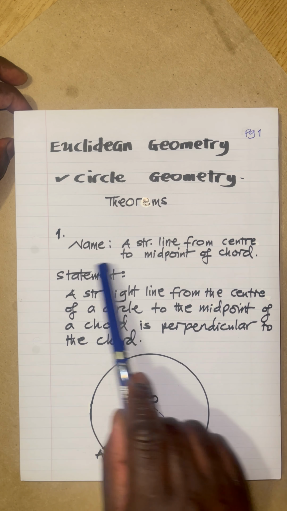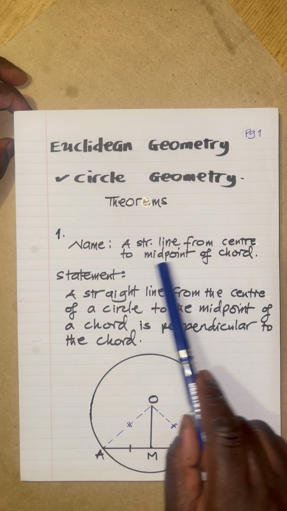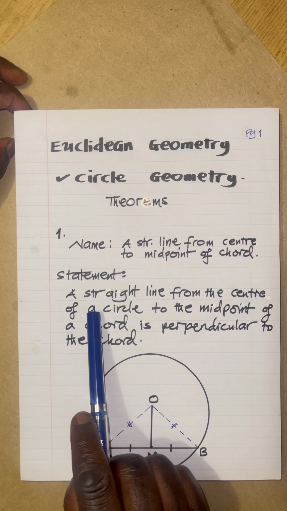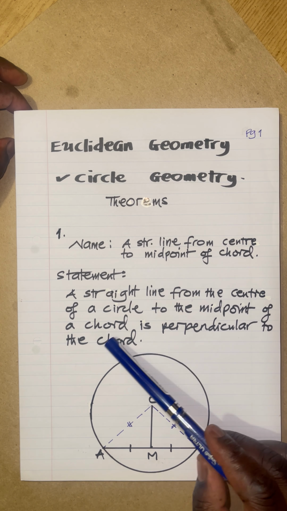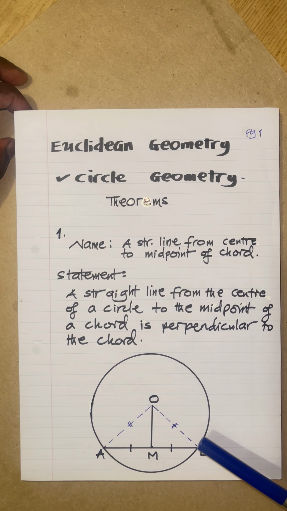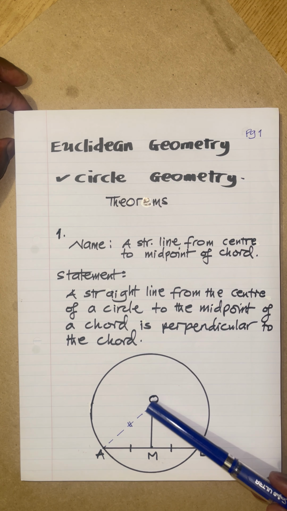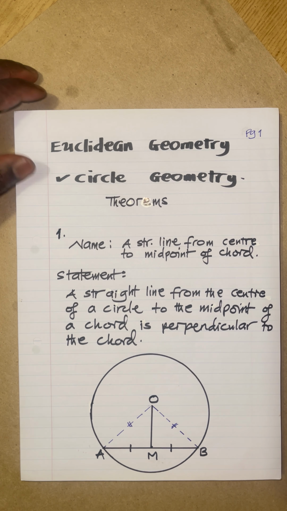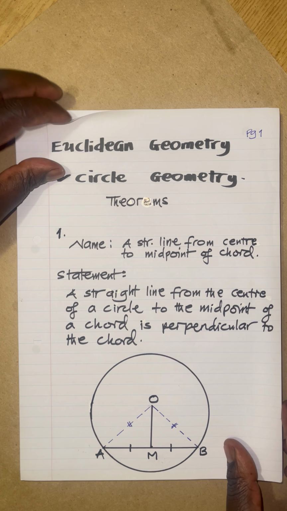So the name of theorem number one is a straight line from center to midpoint of chord, in that short form. The statement says a straight line from the center of a circle to the midpoint of a chord is perpendicular to the chord. So here's the construction. Basically we're required to prove that OM is perpendicular to AB, given that O is the center of the circle and M is the midpoint of the chord AB. So how do we go about it? Well, here is the proof.